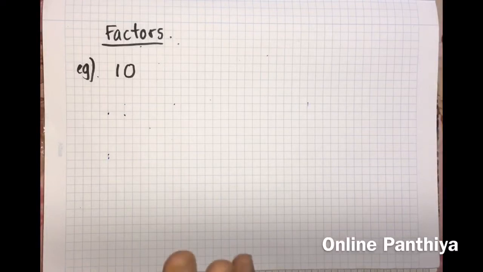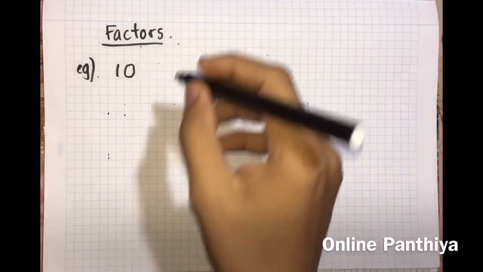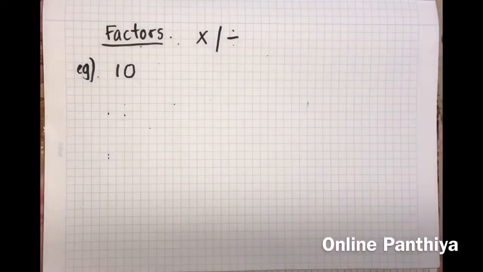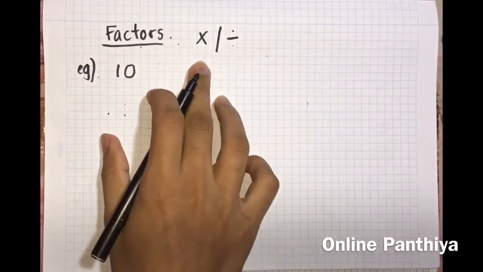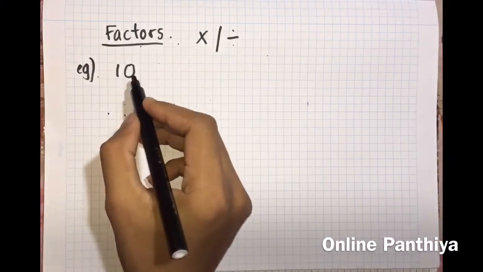Now this lesson is very simple. You don't have to worry about it. Here all you have is just multiplication and division. Only two things. Only multiplication and division. That's all you have. If you are good at multiplication, you can solve whatever you want. Clear? Okay. Now the first question is, what are the factors of 10?